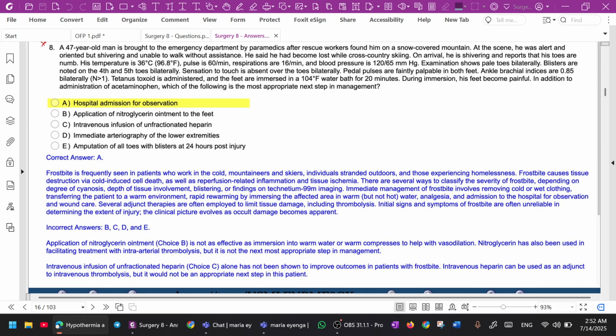Intravenous infusion of heparin alone has not been shown to improve outcomes in patients with frostbite. IV heparin can be used as an adjunct for IV thrombolysis, but it will not be the appropriate next step. And then immediate arteriography of the lower extremities will be indicated in patients with acute limb ischemia with loss of pulses. It will not be appropriate in this patient with palpable pedal pulses.